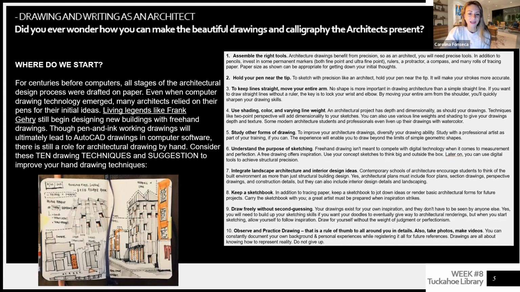Use shading, color, and variety of line weight. That's our suggestion number 4. An architectural project has depth, like we saw in the floor plan that was shown before. And dimensionally, we can use all of those tools throughout the drawing. So if you look at this sketch on the left-hand side, you're going to see that we used a variety of shades, a variety of depths, line weight.